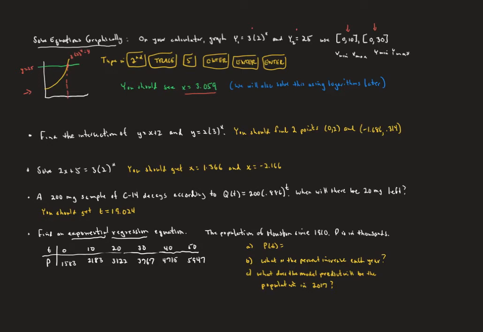We know the y coordinate is going to be 25 because that's our intersection with y equals 25, but you should get, rounded to 3 decimal places, x to be 3.059. Now we're just trying to get these skills on the graphing calculator for now. We'll come back and solve some of these equations using logarithms a little bit later, but for now we're just going to use our calculator.